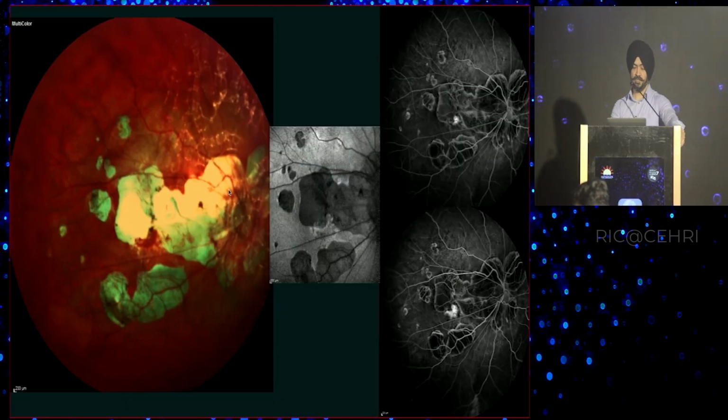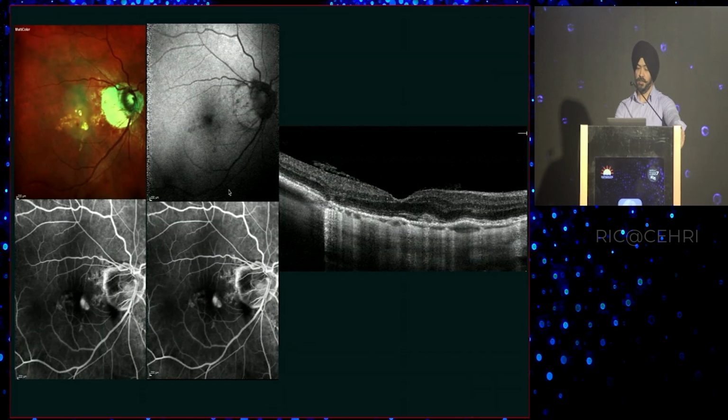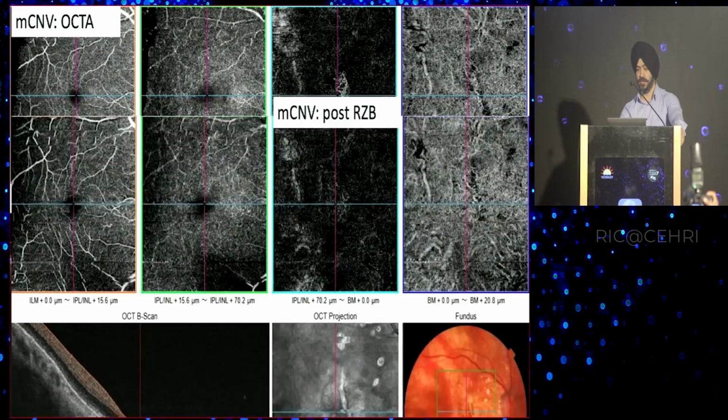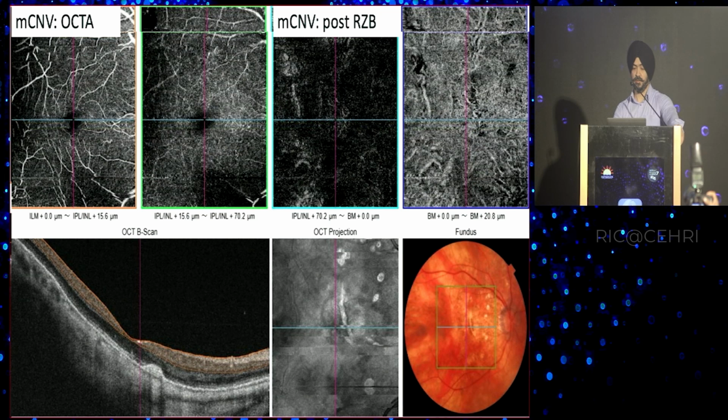So this is simple multimodal imaging that helps to identify myopic CNVM: hyperfluorescence on FFA, and on OCT you'll see this region where there is ELM disruption or fuzziness, and this disappears with treatment. This is the OCT angiogram after treatment, which leaves a residual skeleton of the CNV.